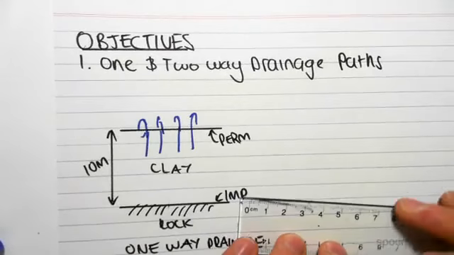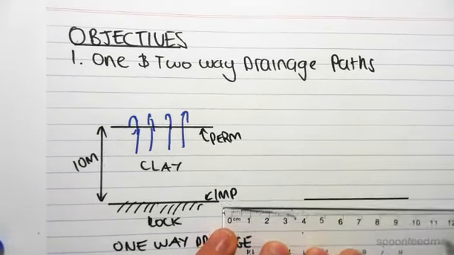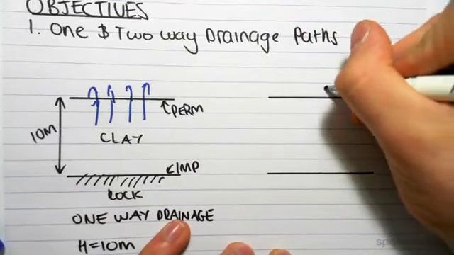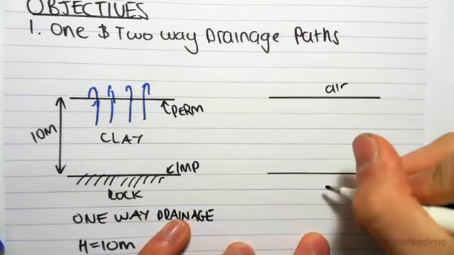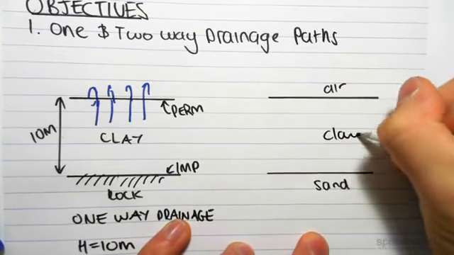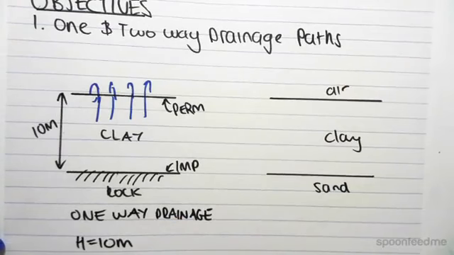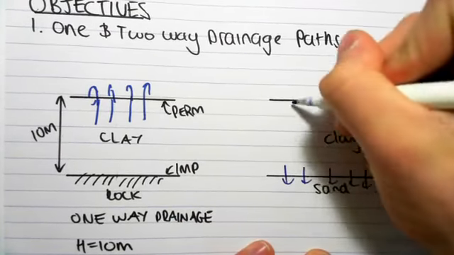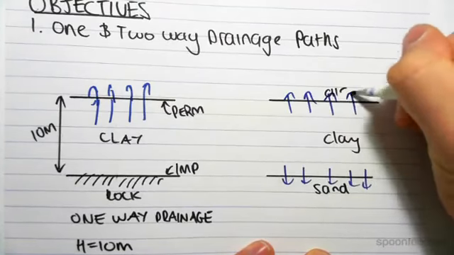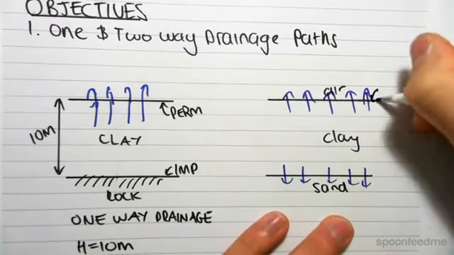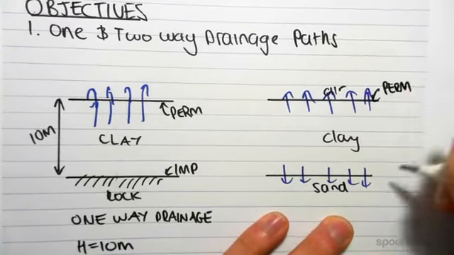Another situation could be, say, the air, just like before, but we could have a sand layer now, and sand's very permeable. So we could have air, clay, sand, which means that our excess pore water pressures can leave our clay both through the top and the bottom. So we have two permeable layers. So this is permeable and this is permeable.